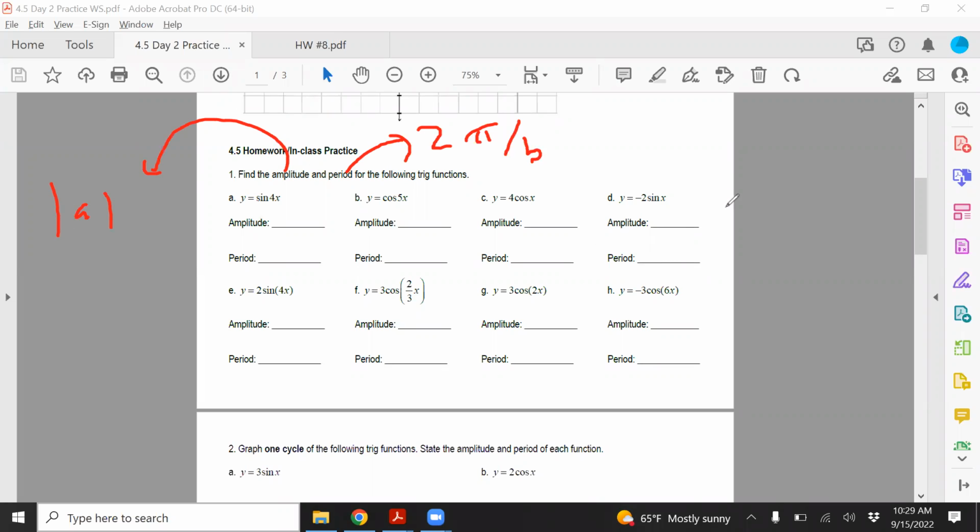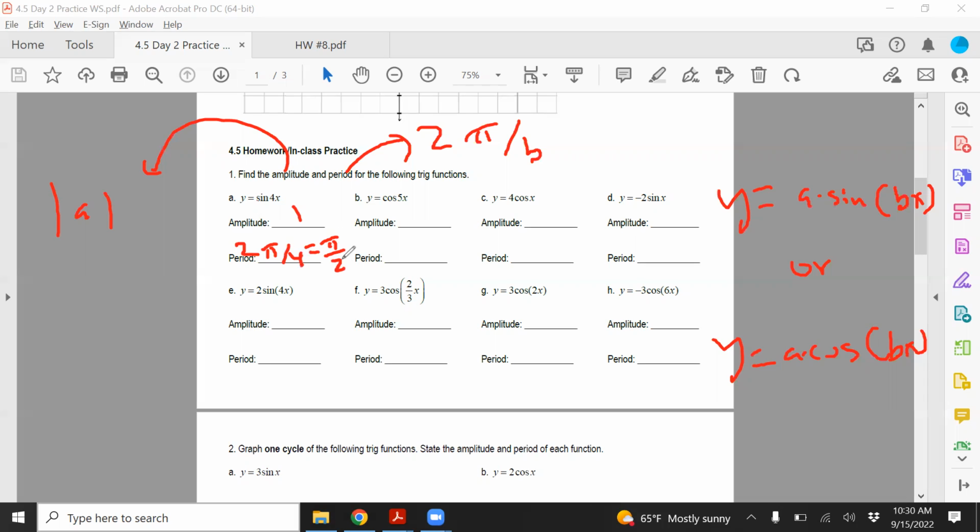And generally speaking, y equals A times sine bx, or y equals A times cosine bx. So I'll do the first one. The amplitude's 1. The period is pi over 4. So pi over 2. Wow, I should know that, because B was 4.